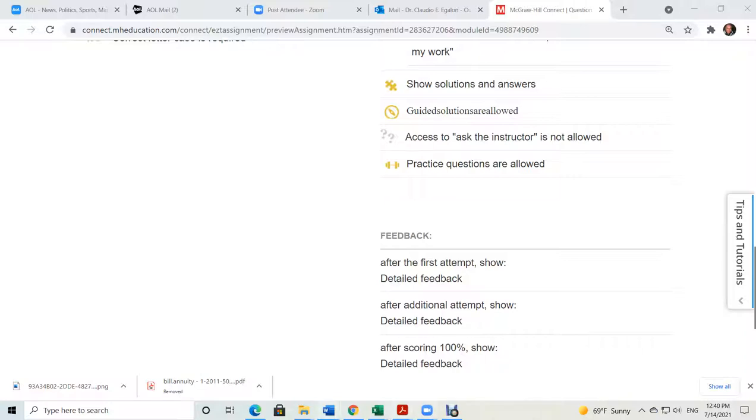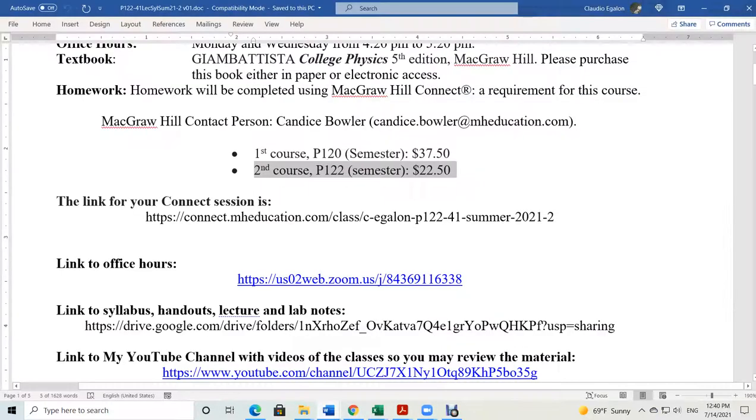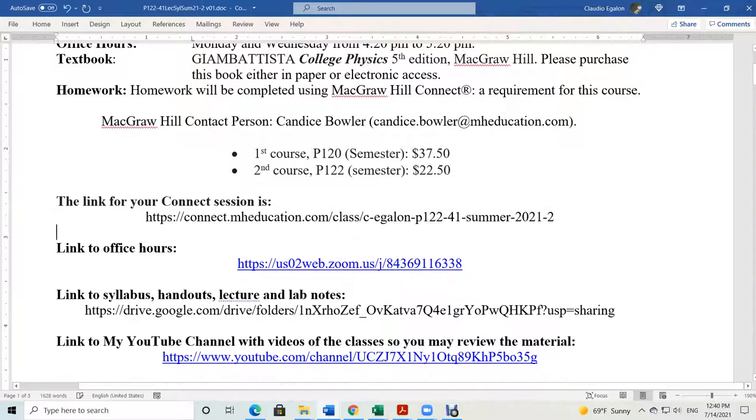Okay, so let's see here. Okay, here goes. So there's no problem here, right? Here's the link. I haven't linked that to Blackboard yet, but once I get the chance, I'll do that. But so far you can just access directly through Connect, going to their website.